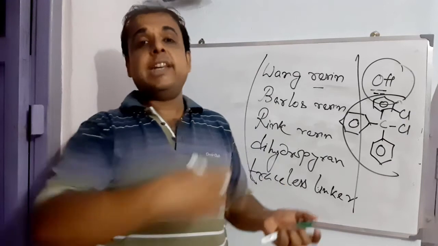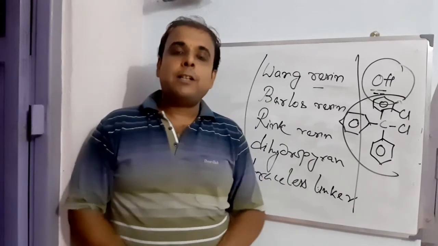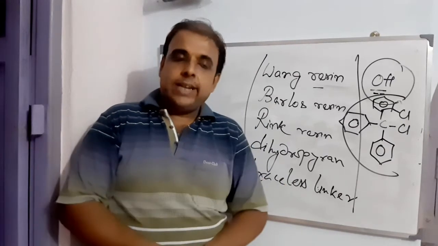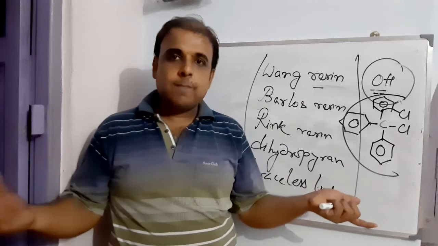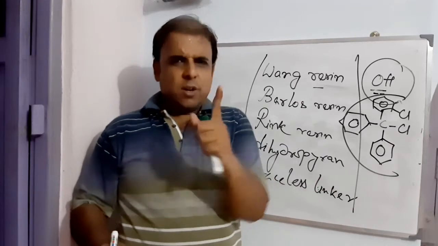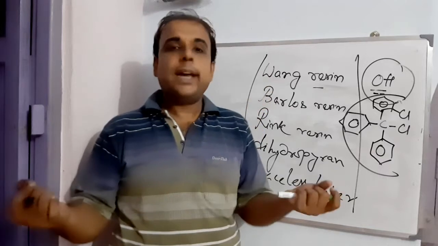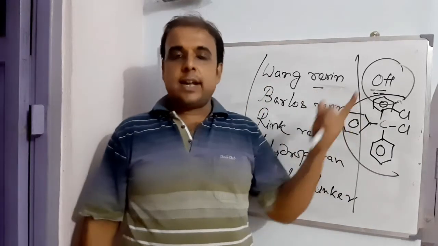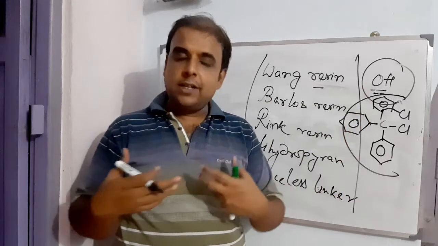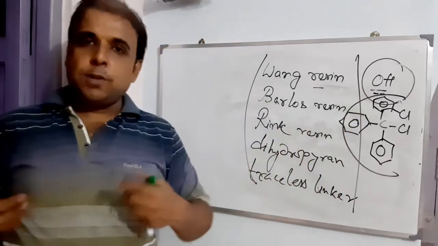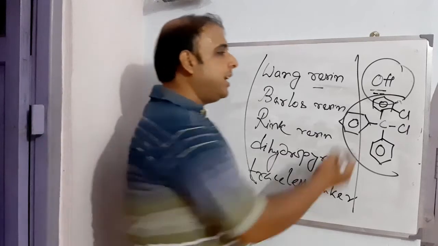I am not saying that each and every amino acid which is part and parcel of the entire peptide chain undergoes racemization. It is the first amino acid; we are not expecting even a single amino acid to undergo racemization. So that is why we can straightaway avoid the chances of this racemization problem. So we are done with Barlow's resin.